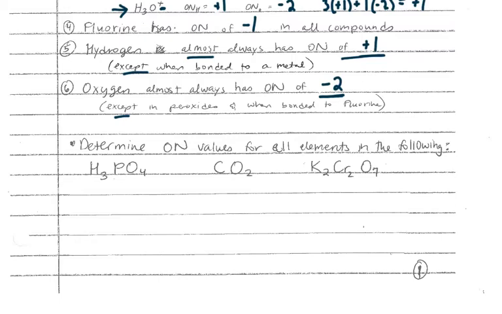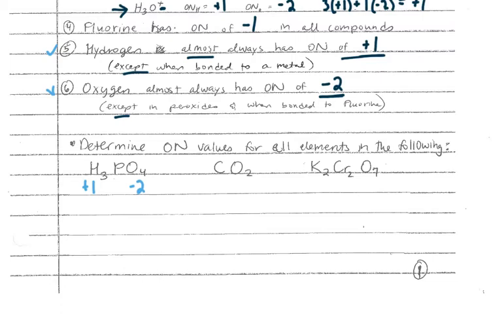Determine the ON, the oxidation numbers, for all elements in the following compounds. And there's 3 compounds listed here. So let's start with the first one. We've got hydrogens, and there's a rule about hydrogens, rule number 5. They always have a +1 charge. So each of those hydrogens is going to have a +1 charge. Oxygen also has a specific rule. They're always going to be a -2 charge.